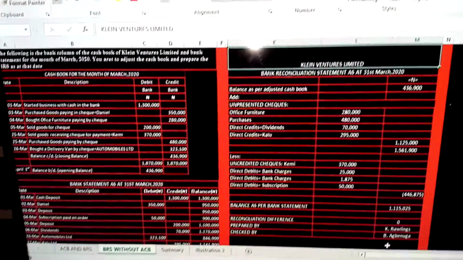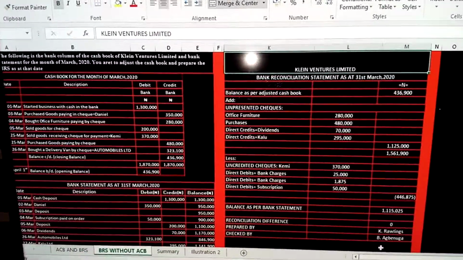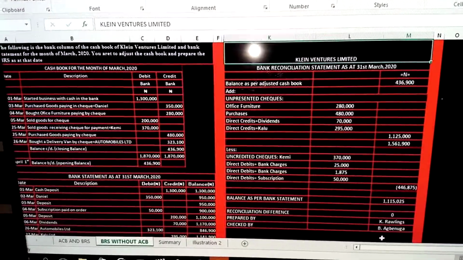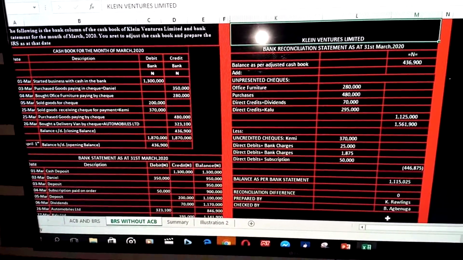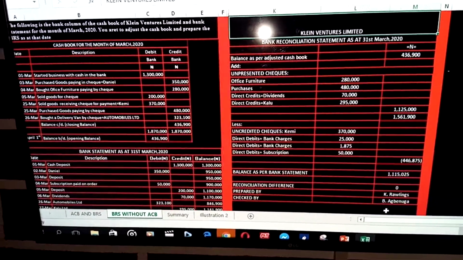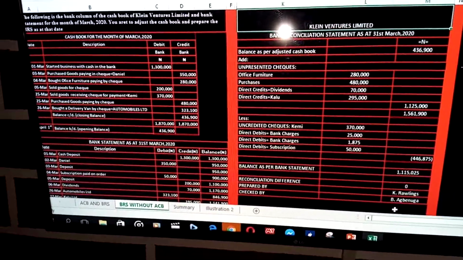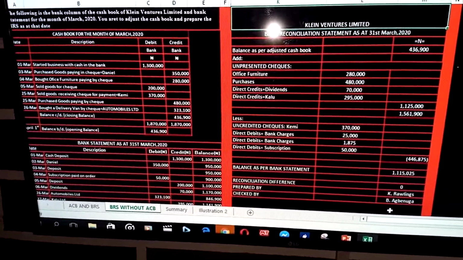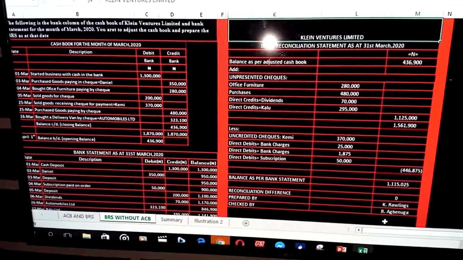Now, this is an illustration preparing the bank reconciliation statement without adjusting the cash book. So here we're just preparing the bank reconciliation statement directly, no adjusted cash book. This is what you get basically in practice. The first one there is basically for examination condition, but here you have something like this in a typical practice. So we're using the same question we use.